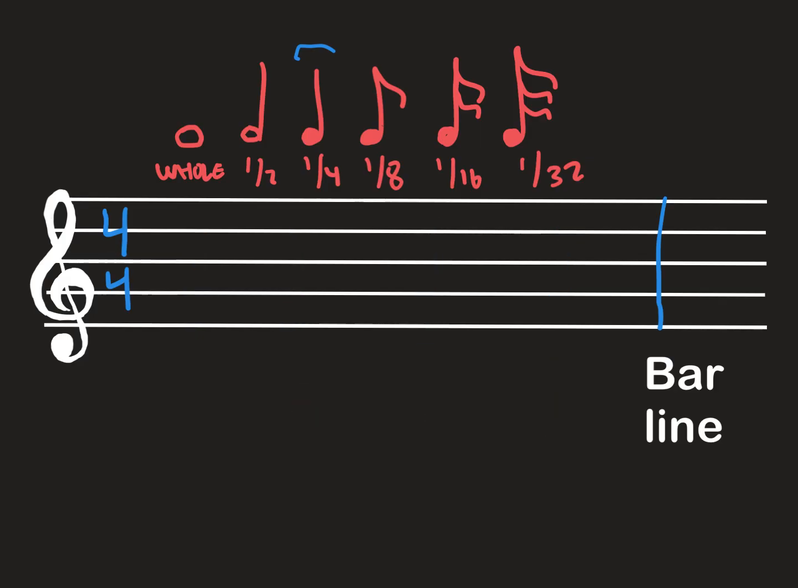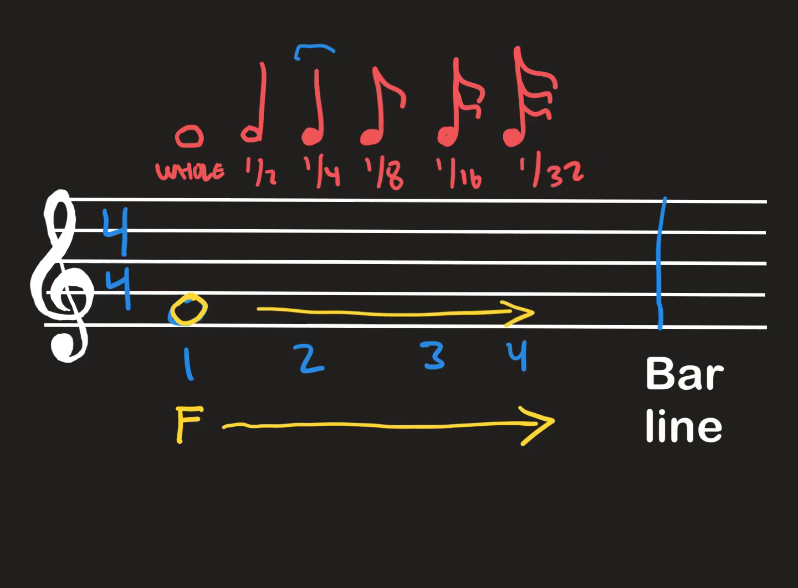Let's take a look at the whole note. So the whole note lasts for 4 beats. So we're going to put our count here again, 1, 2, 3, 4. And this time, this F is actually going to drag out for this whole time. So it's going to be an F, but it's going to last for the duration of 4 beats. And that's what this symbol here, the whole note, means, that it lasts for the whole bar.